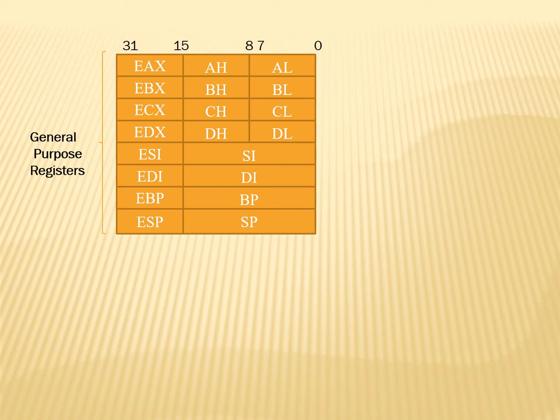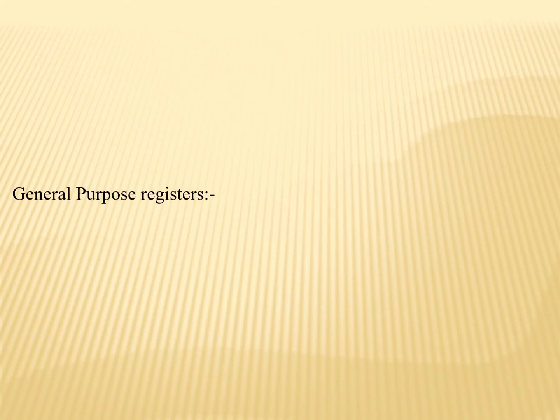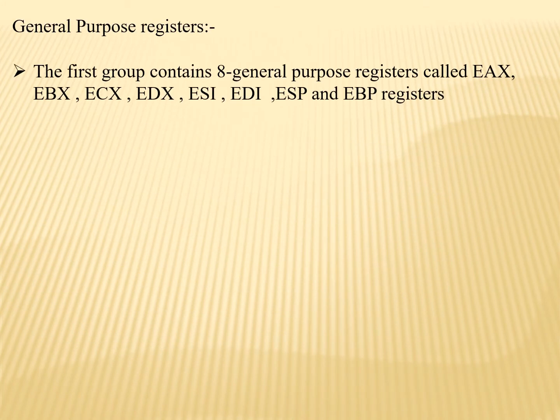So this is all about our 32-bit general purpose registers. We have the accumulator, base index, count register, data register, source index, destination index, base pointer, and stack pointer. It is similar to the 16-bit general purpose registers. The first group contains 8 general purpose registers called EAX, EBX, ECX, EDX, ESI, EDI, ESP, and EBP. Here E stands for extender.